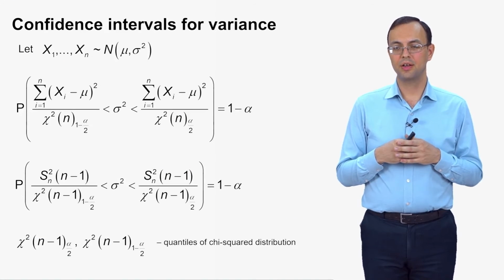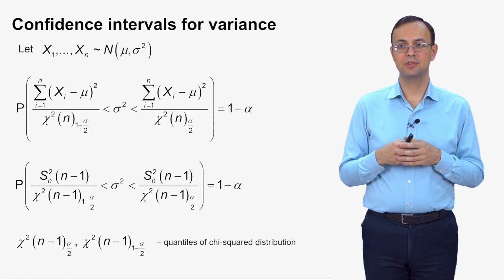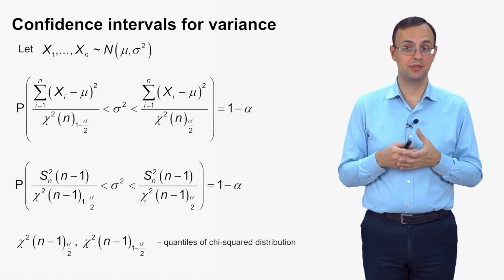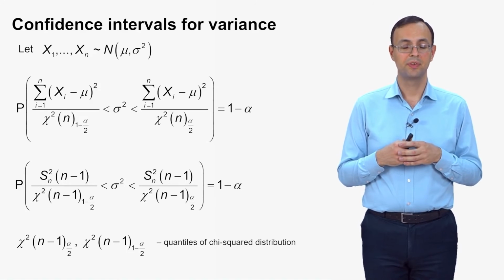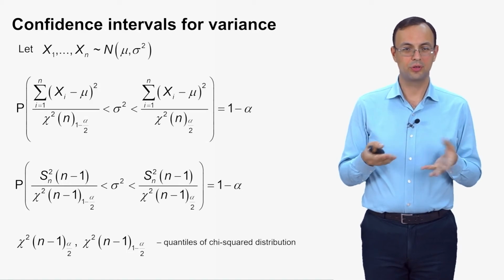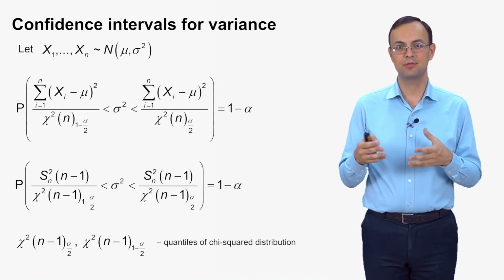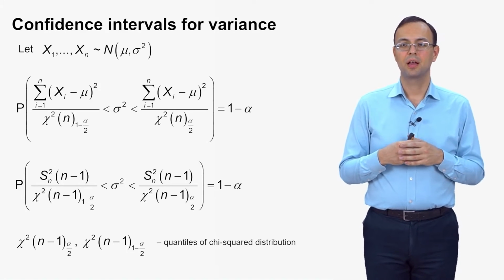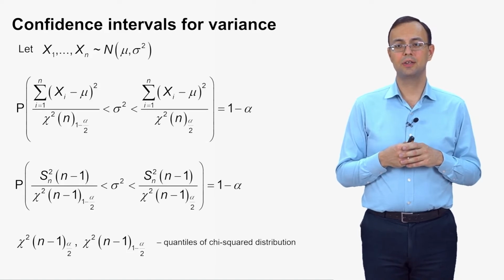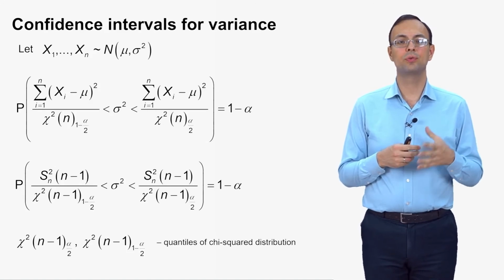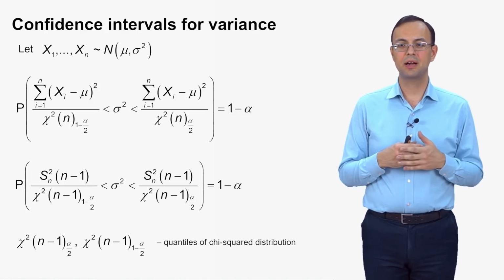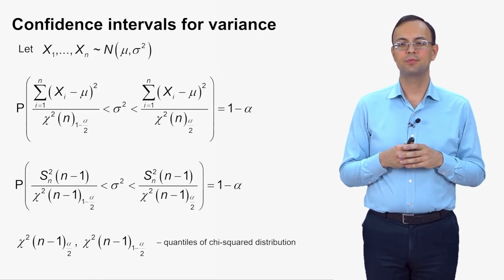Another popular type of confidence intervals are confidence intervals for the variance of a normally distributed sample. We are usually interested in expected values and variances, in mean values and variances. Here you can see two formulas, and they describe the same situations as for the expected value.